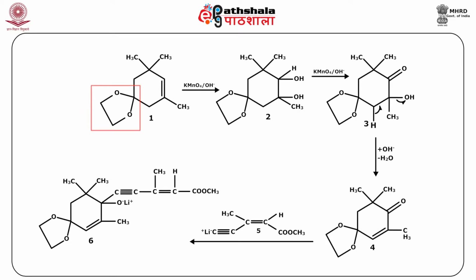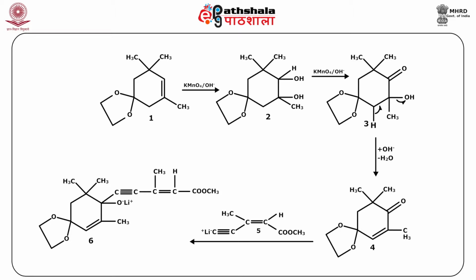In step 1, the ketone group present in the isophorone is protected by reaction between isophorone and ethylene glycol under acidic conditions. After the protection, a mixture of two isomeric ketals is formed in the ratio of 70:30. These are the two double bond isomers, which are separated by fractional distillation.